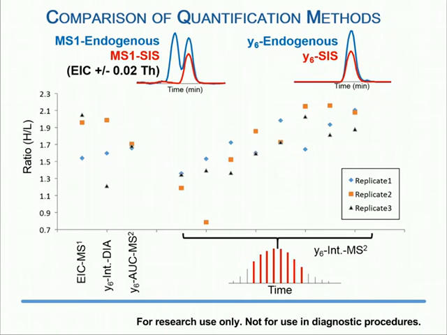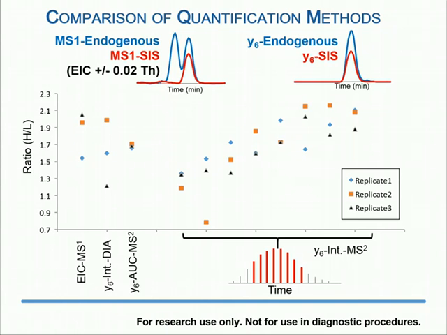If we compare the different quantification methods, again, at the top, we show the extracted ion chromatogram from the MS1, from the peptide mass spectra. You can see that interference in the endogenous signal. But when we extract the Y6 from the targeted MS2 scans, we don't have that interference anymore. Very clean signal and much more quantifiable. So we had a number of questions as we were looking at these types of data.